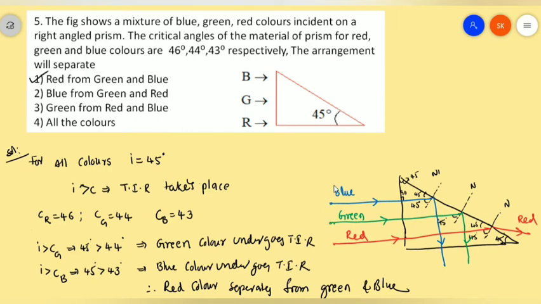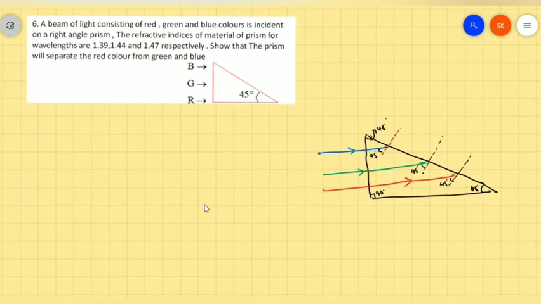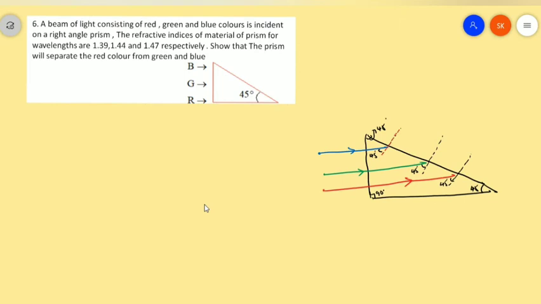Let us go for the next problem. The next problem is also exactly similar to this problem. You take this problem. What they are asking in the same question, they are asking here. A beam of light consisting of red, green and blue color is incident on a right angled prism. The refractive index of the material of the prism depends on the wavelength, and for the different colors they give the values. Let us go for the refractive index of red color: 1.39. Next, green color: the prism refractive index is 1.44.